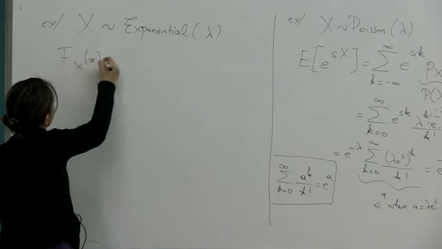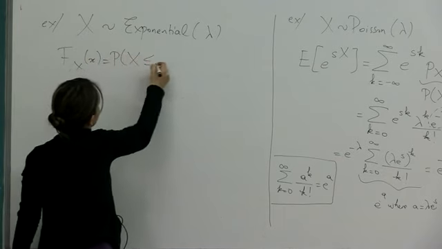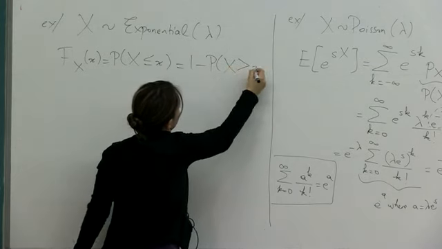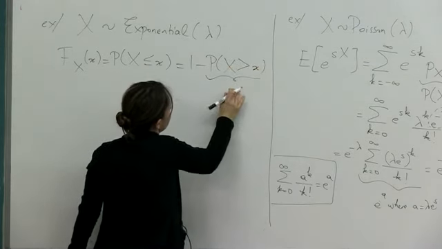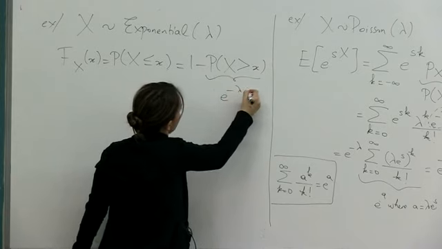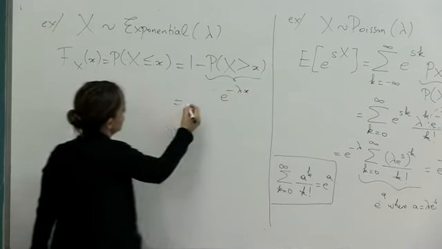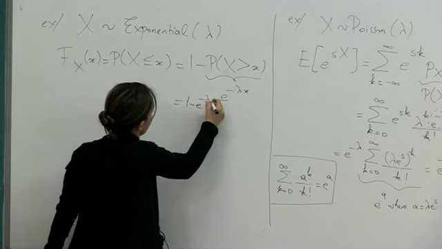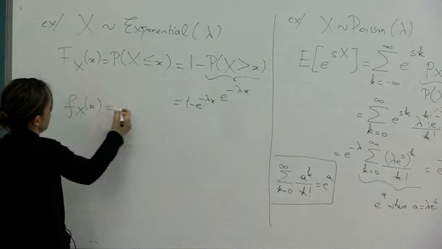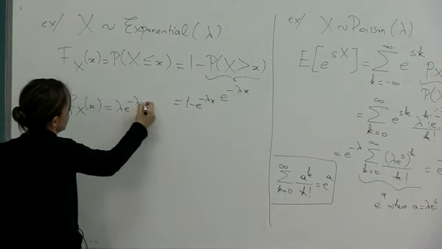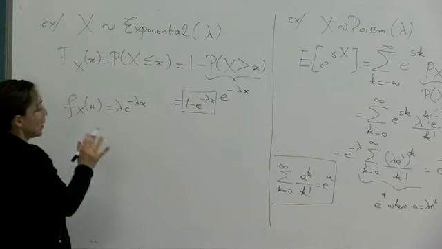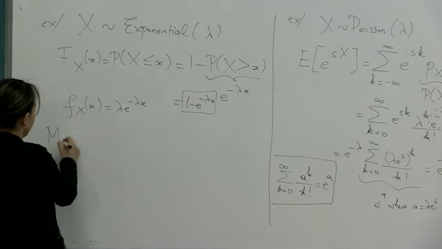Okay? And from that, well, let me repeat that. F_X(x), which is the probability that X is less than or equal to x, is 1 minus the probability that X is bigger than x. Well, this is the one that decays exponentially. This is e to the minus lambda x. So the CDF becomes 1 minus e to the minus lambda x. And the PDF is a derivative of this, which is lambda e to the minus lambda x. Okay? So now we need to compute the moment generating function.